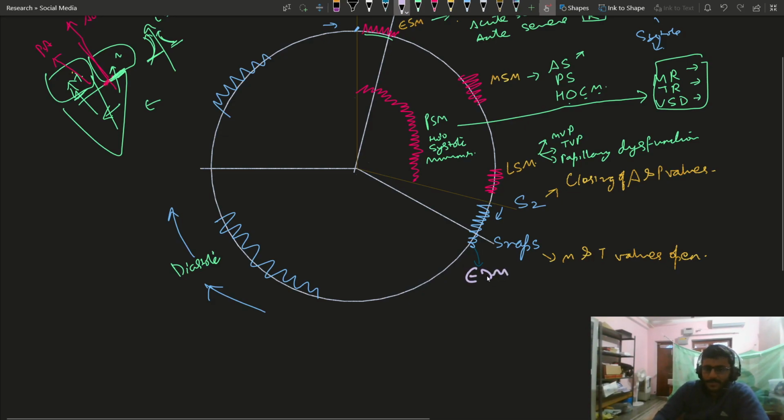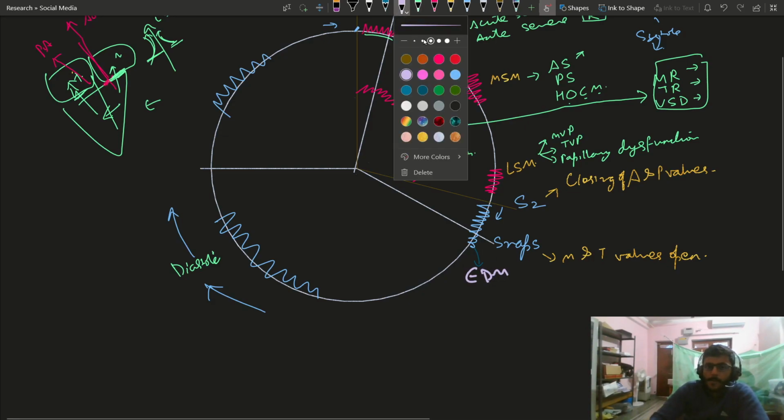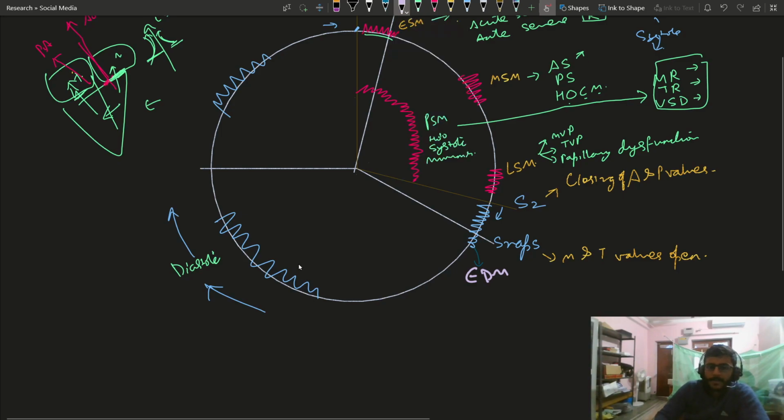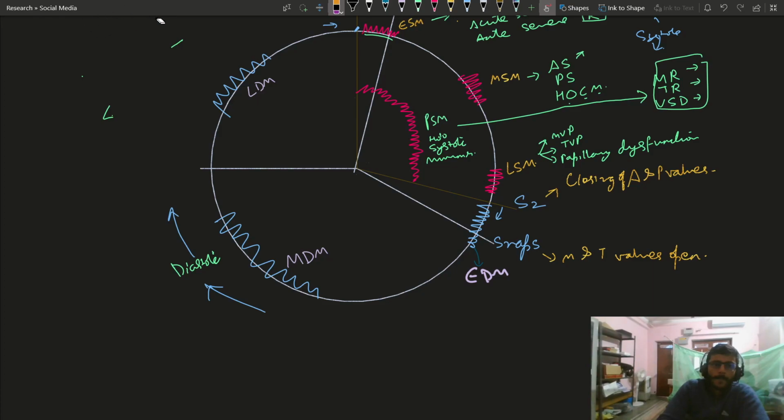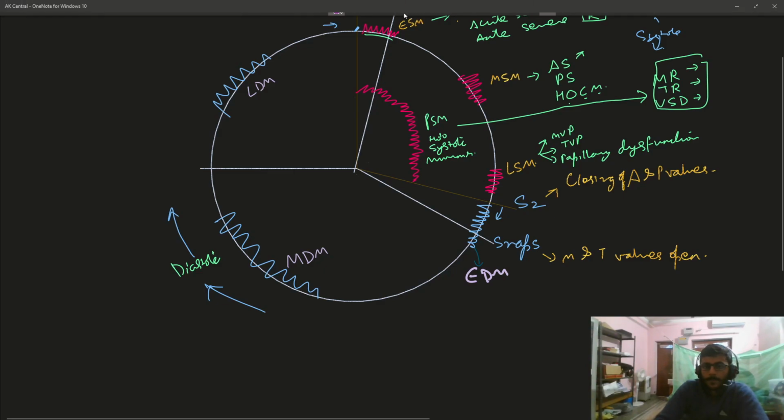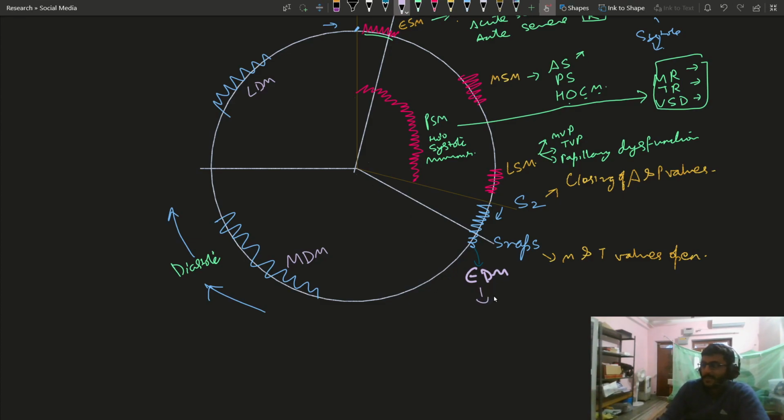Early diastolic murmur, mid diastolic murmur, and late diastolic murmur. So now let's begin with the early diastolic murmur. What can we have here?